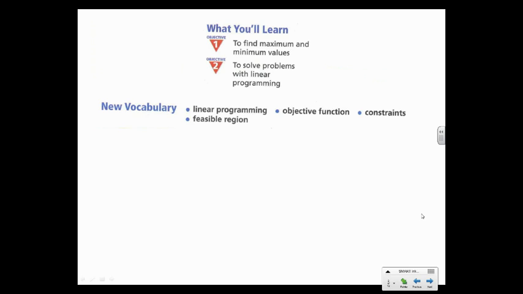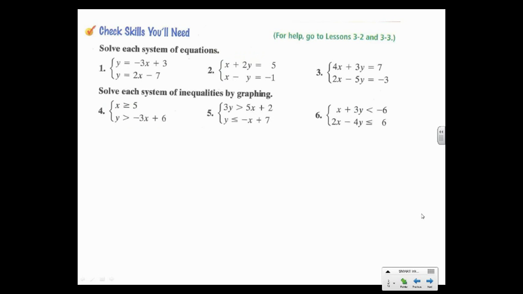Linear programming, objective function, constraints, and feasible region are our four vocabulary phrases, so keep an ear out for those as we go through here. Before we get to any of that, let's make sure we have the skills we need to accomplish this section. The first one: we need to be able to solve systems of equations. For number one, I'll do number one for you. You try 2 and 3.